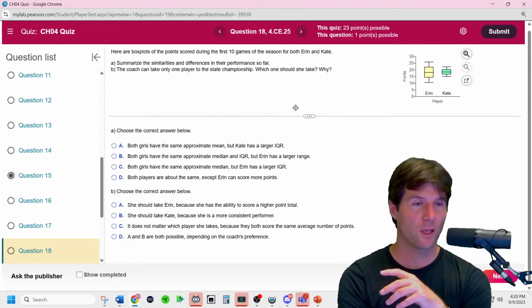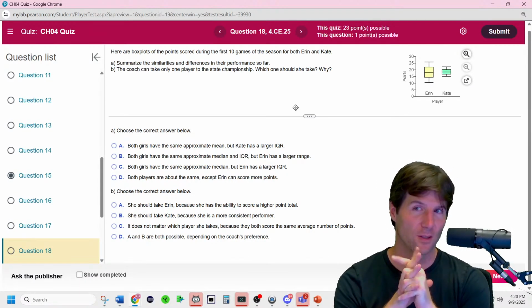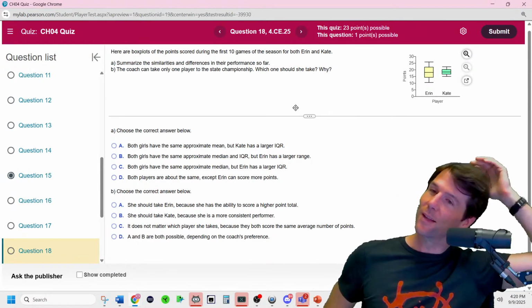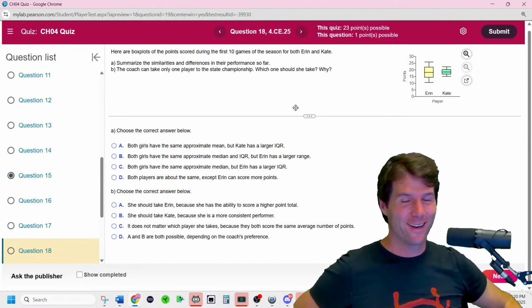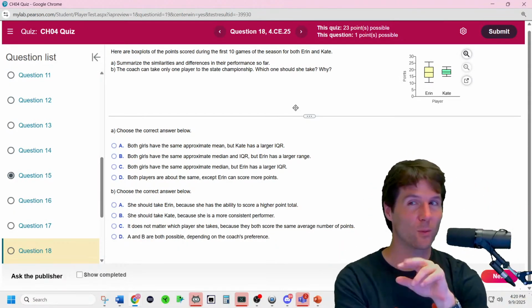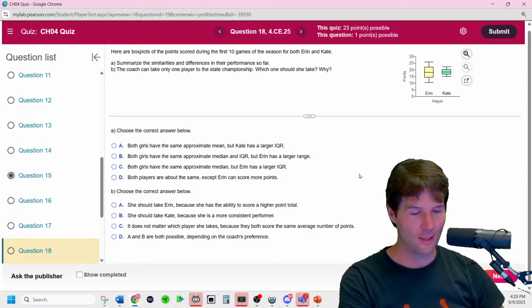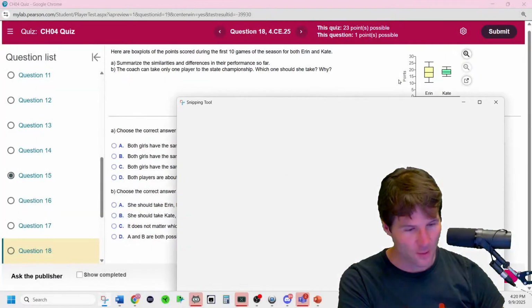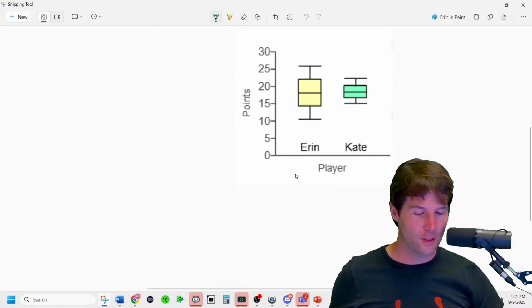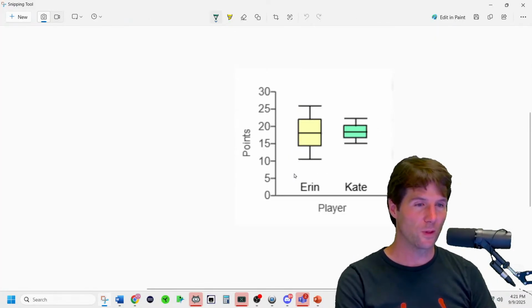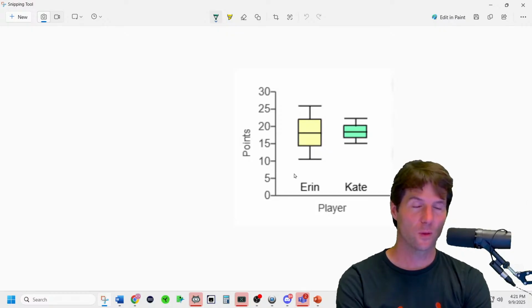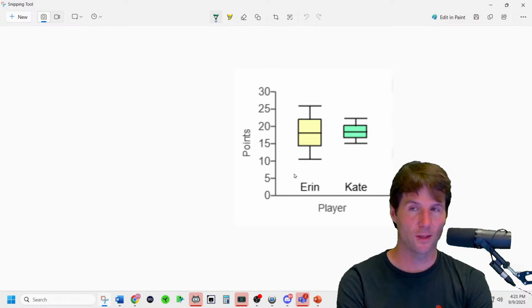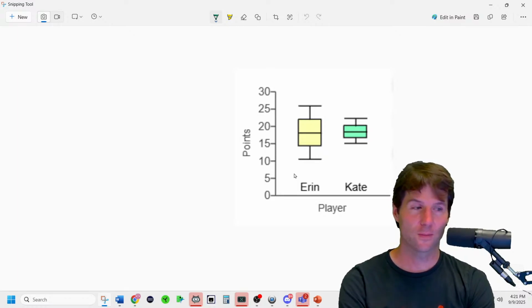So you're looking at 2 different players right here. With this one, we're looking at Aaron and Kate. What is the difference between these 2 players? The main difference in these players is a difference in their what and a difference in their what. Tell me 2 differences between these players.